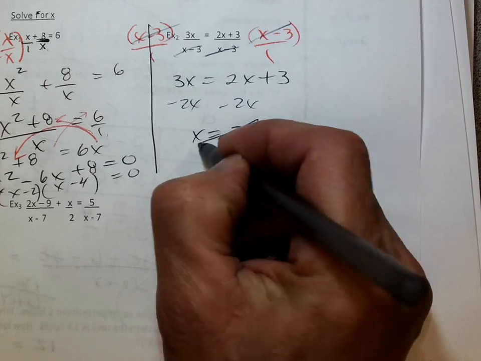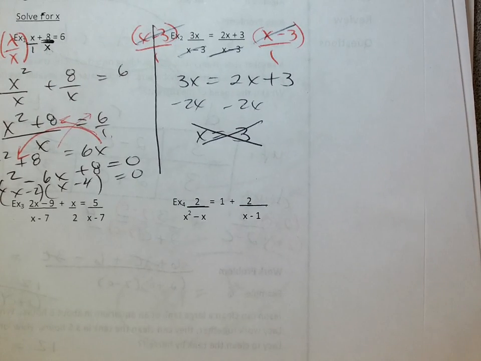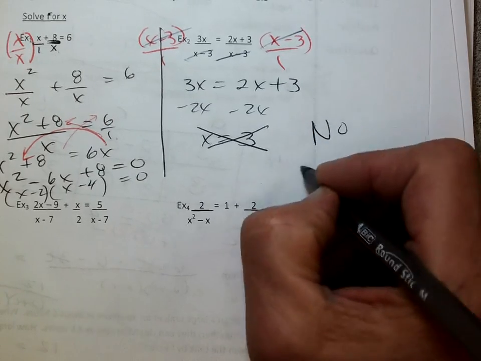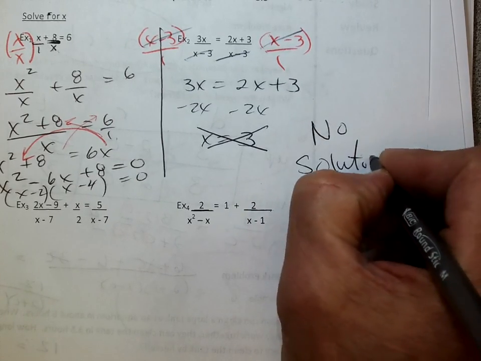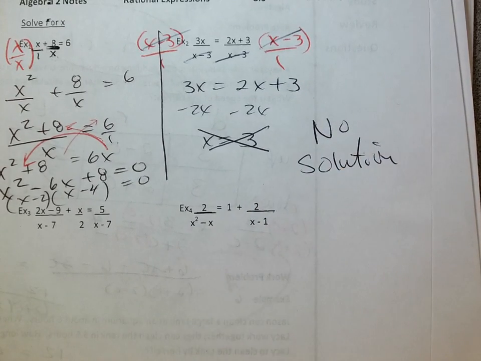So, what's going to happen now? No solution. This one has no solution. So when you do fractions, you always have to be worried about dividing by 0. I'll say it again. Whenever you do any kind of fraction problem, always be worried about dividing by 0.